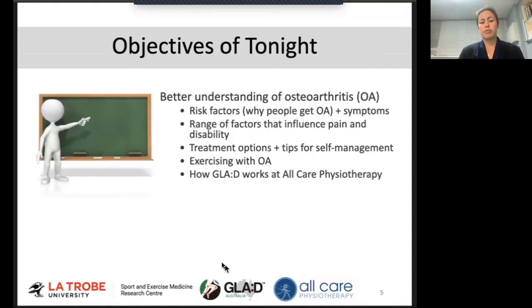So tonight we will be aiming to improve your understanding of osteoarthritis. We will address what osteoarthritis is, the risk factors for osteoarthritis, the potential treatment options, and their likelihood of helping you, how to exercise with osteoarthritis, and how GLAD will work at Allcare Physiotherapy.